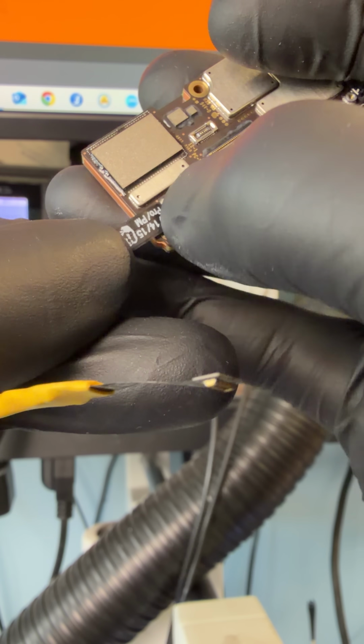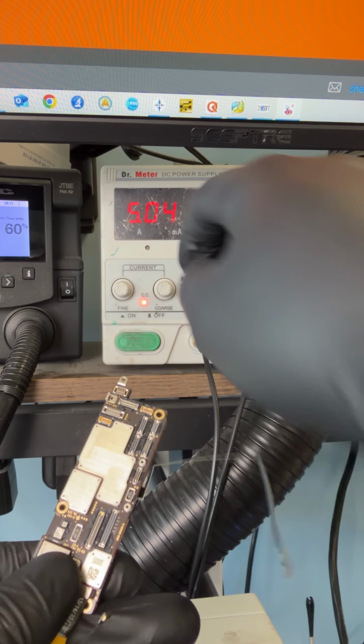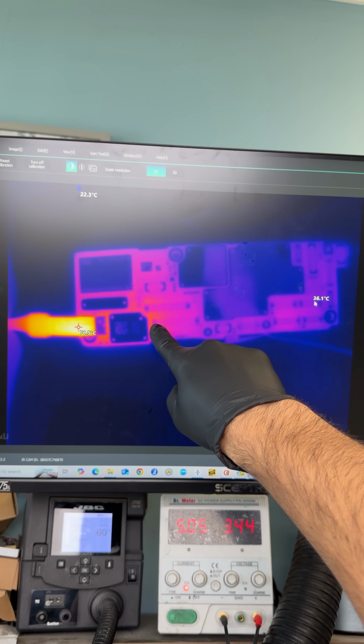When we plug the motherboard into a DC power supply, we can see an immediate amp draw showing a dead short to ground. Let's check it out under the thermal camera, and I don't see anything heating up on the top of the motherboard. These motherboards are built by two layers being sandwiched together, and our problem is inside these two layers.